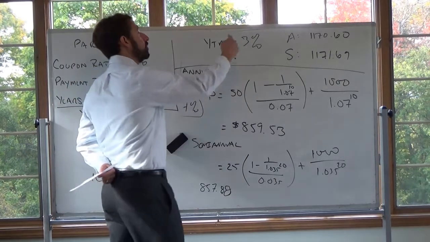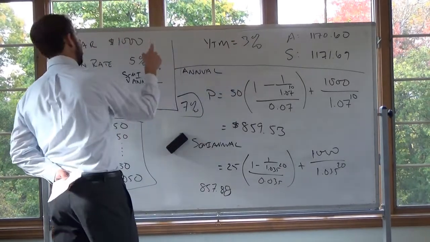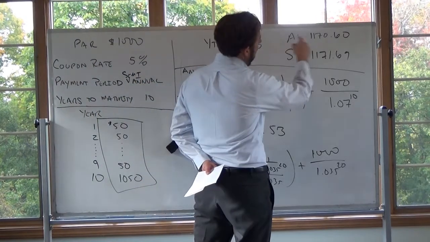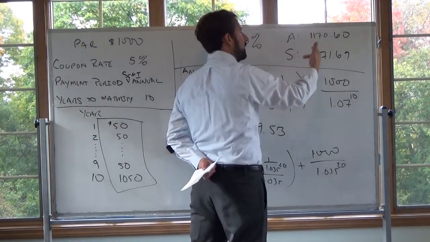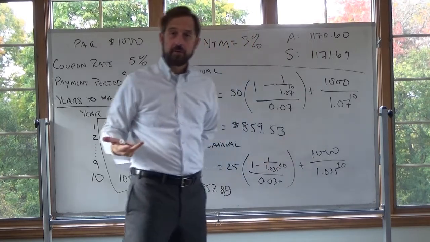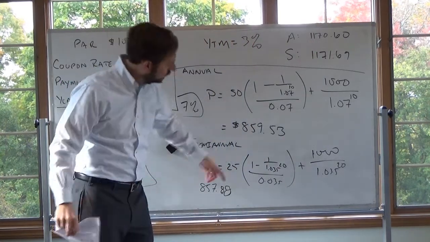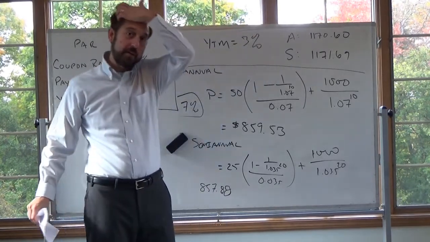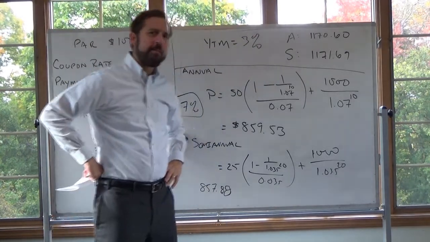However, if the yield to maturity is 3%, 3% is less than 5%, so we know it's a premium bond. If the yield to maturity is 3%, then as we switch from annual to semi-annual, the bond value goes up. It does the opposite. The bond value goes down switching to semi-annual for a discount bond, but it goes up switching to semi-annual for a premium bond. So why might that be?